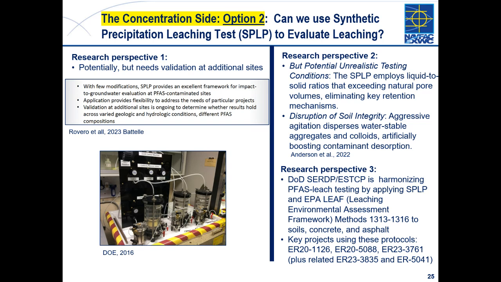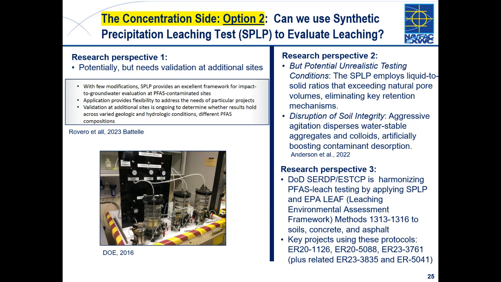But another perspective is on the right-hand side. And this is coming in and saying, well, no, this is really unrealistic. These liquid to solid ratios far exceed the natural pore volumes. You eliminate these key retention mechanisms, air-water partitioning, and soil integrity can be disrupted. Don't go down that road. So that was perspective 2. And then perspective 3 is that the DoD CERTIP ESTT program has invested quite a bit of research money on saying, hey, can we use these and how would we use these? And maybe we should use the EPA's LEAF methods, this Leaching Environmental Assessment Framework. So a lot of these methods are being adapted to try to use for PFAS.